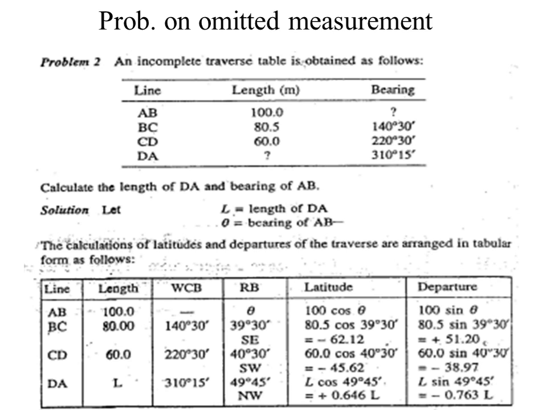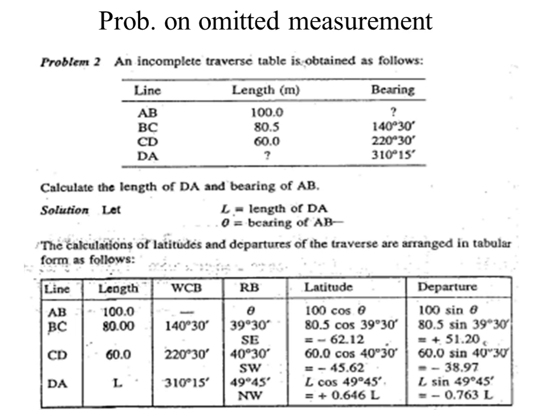So the missing measurements are the bearing of line AB as well as the length of line DA. So here in this particular problem, we have to calculate the bearing of line AB. At the same time, we are supposed to calculate the length of line DA. So for that, we are going to consider L as the length of DA and theta as the bearing of AB. So the calculations of latitude and departure of the traverse are arranged in a tabular form as given below.